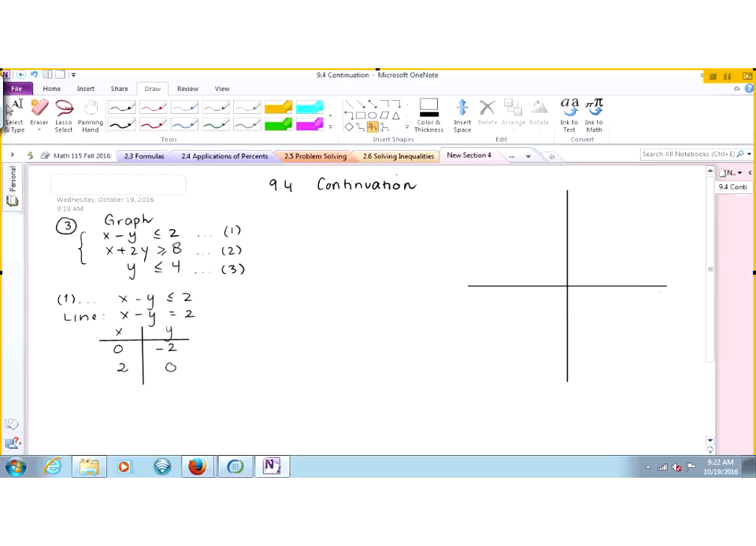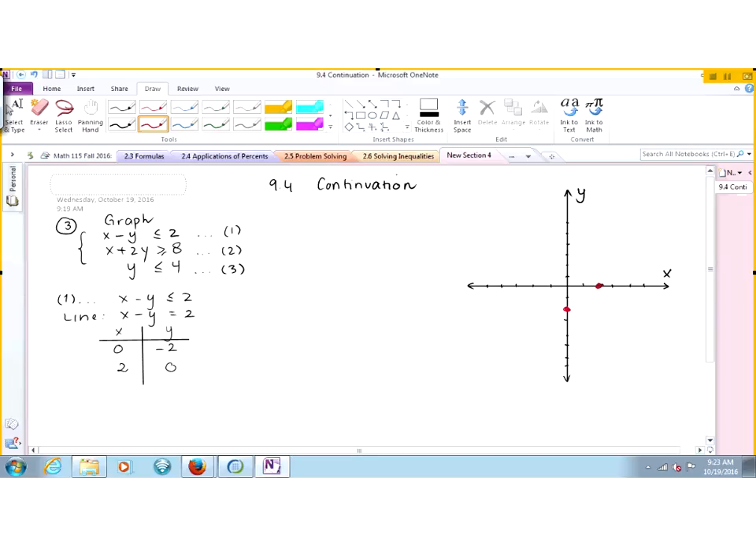I don't want to do it on the board because it's a little bit harder to draw the number lines. So the point (0, -2) is right here, and (2, 0) is right here.